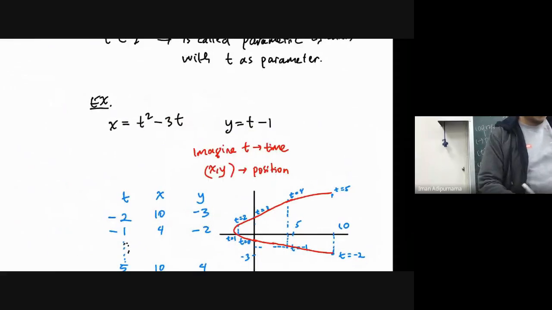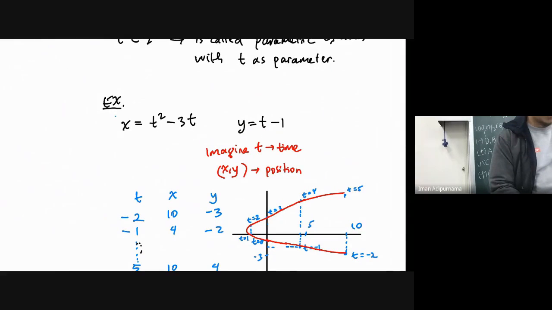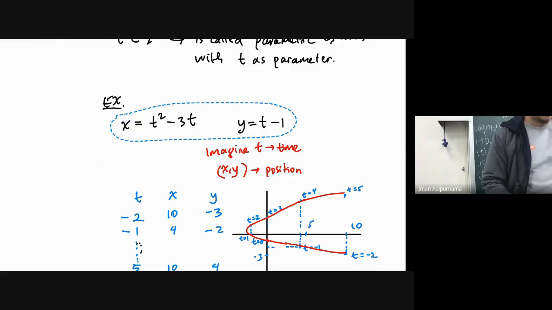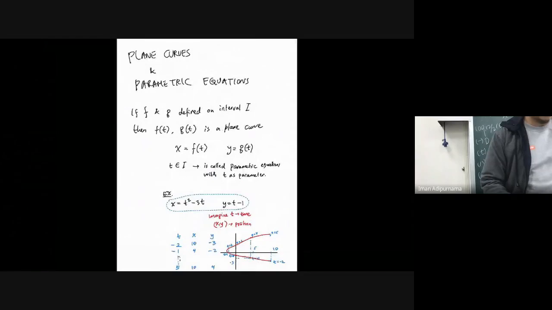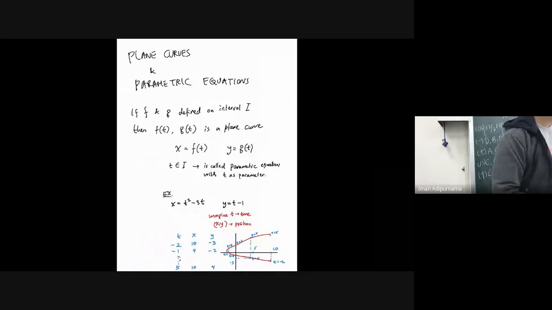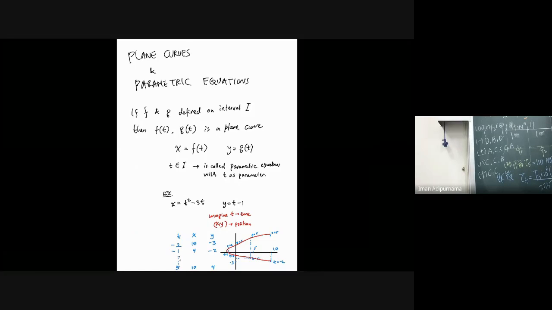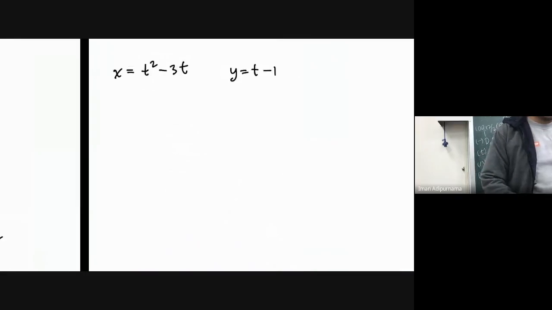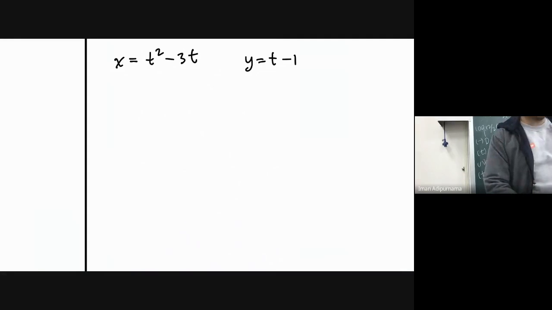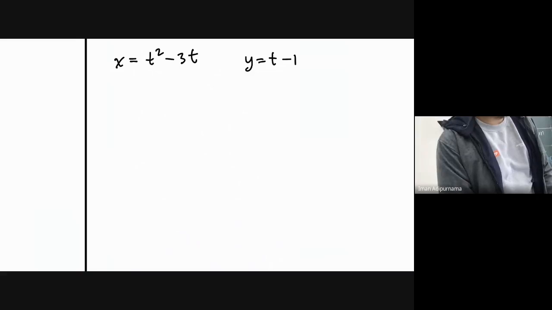Okay, so based on these two equations, let me move to another page. Later you can complete the table by yourself, just putting the t from negative 2 until 5 into x and y. Okay. Now let's see these two equations, x and y.